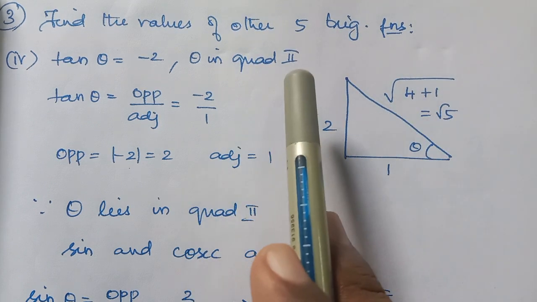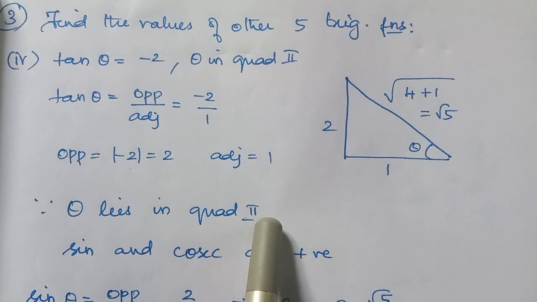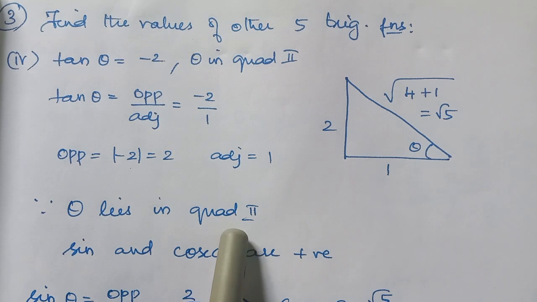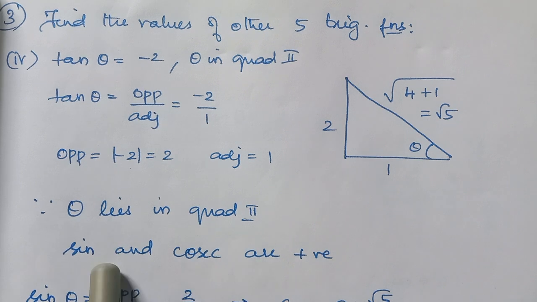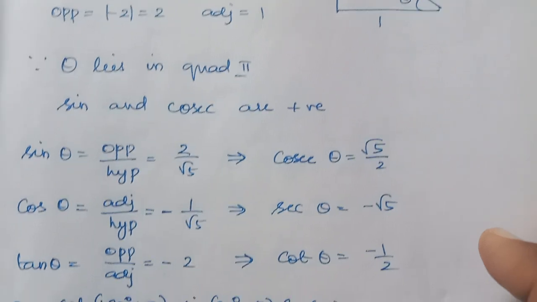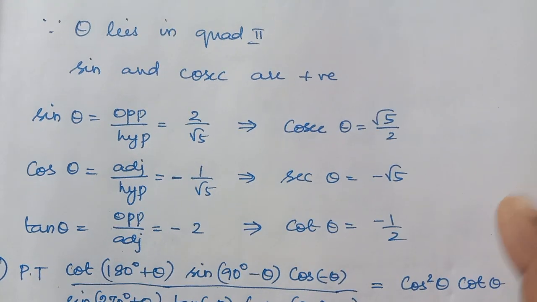So the question is given that theta lies in the second quadrant. Second quadrant, when you write the rule, what is that? In the second quadrant, sine and cosecant are positive. So for the remaining, I have to put minus. So we have to do that. So now we'll see the remaining values.